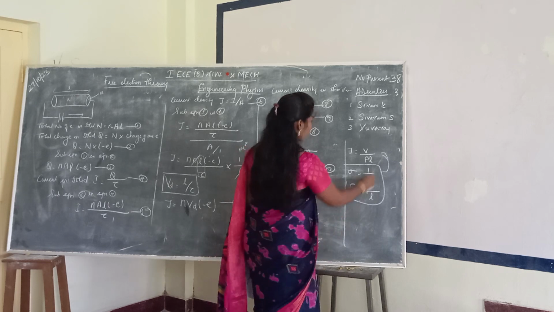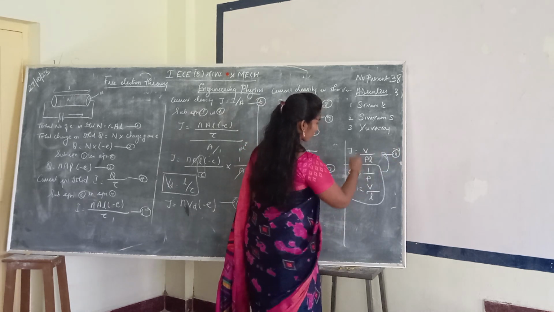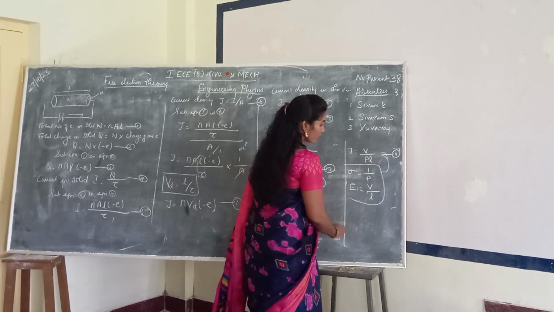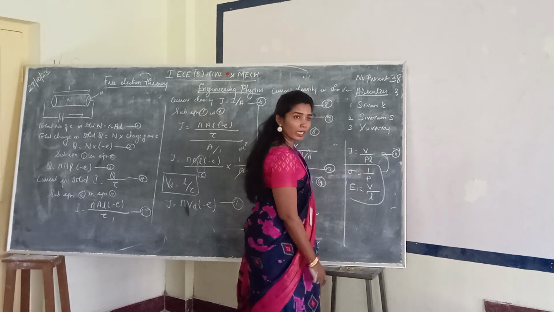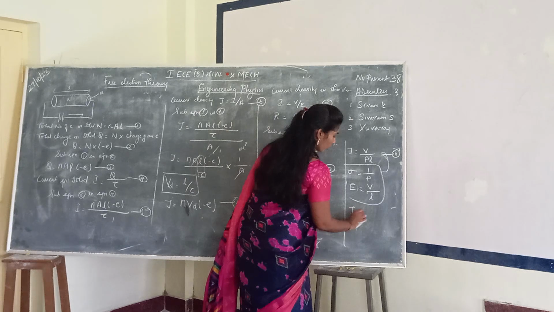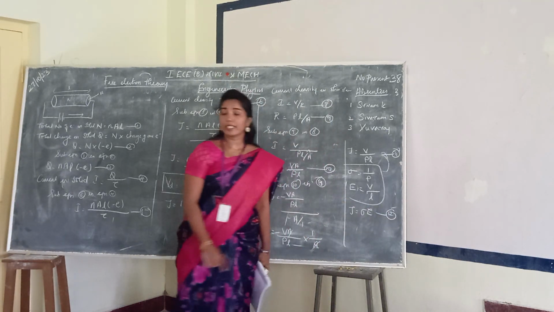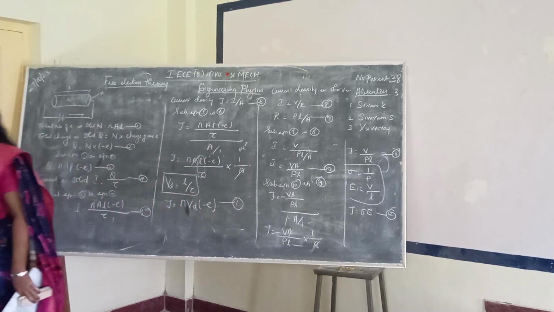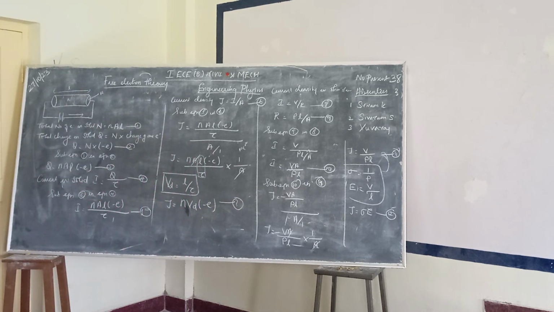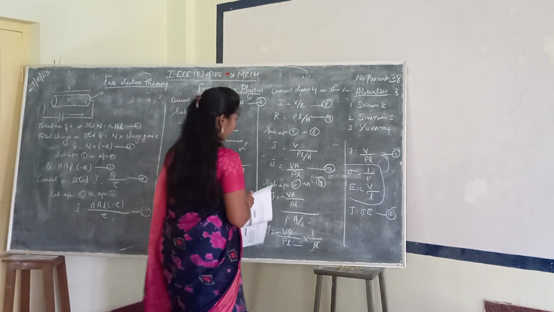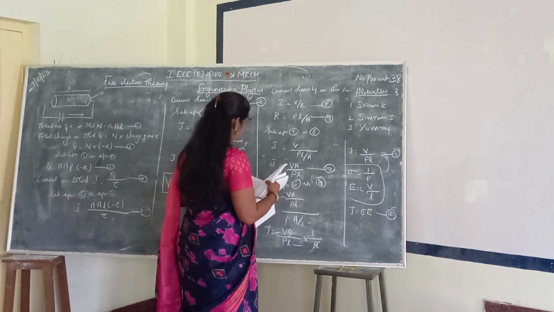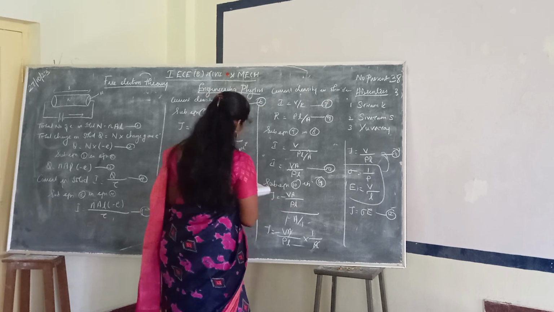This one is the 10th and 11th equation. Substitute here. V by L is what here? E, and 1 by rho is what here? Sigma. So J is equal to sigma E. This is the 12th equation. This equation represents the relation between the current density and the applied field. Understood? Any doubt in this step? It is still not completed.